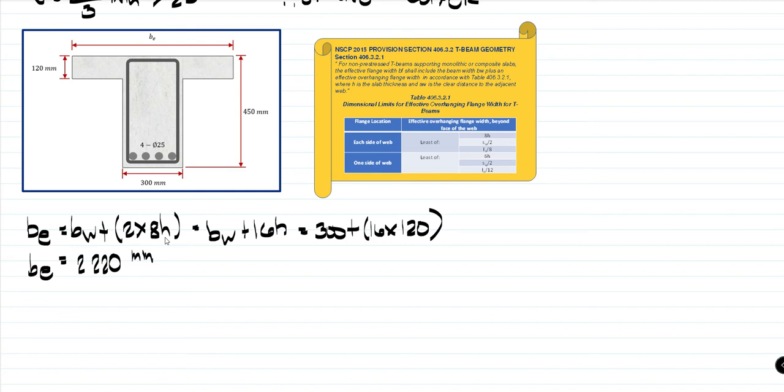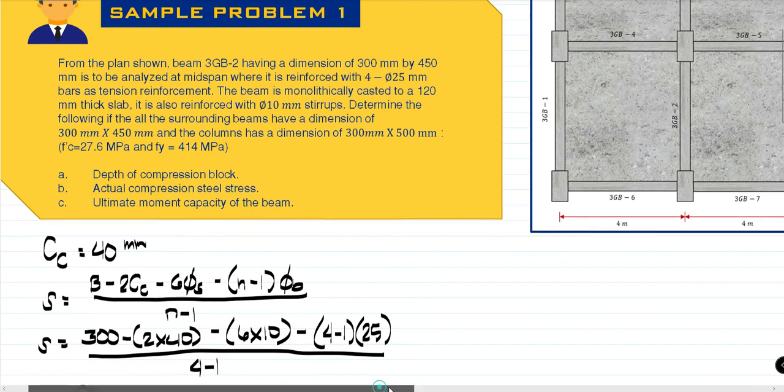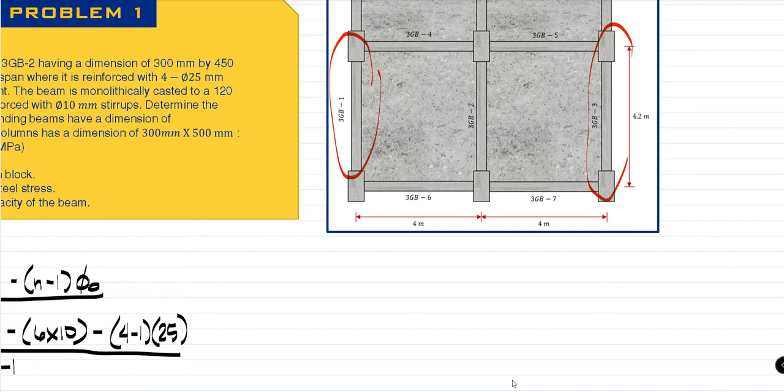So, hindi pa natin pwedeng i-conclude na ito yung effective flange width. Punta tayo on the part of the second provision, which is sabi dito, we get sw over 2. And as you can see dito sa plan, so sw is the clear distance to the next web. So ang next web natin will be this one and this one, which is 3GB-3 and 3GB-1. So kailangan natin kunin yung clear span between them.